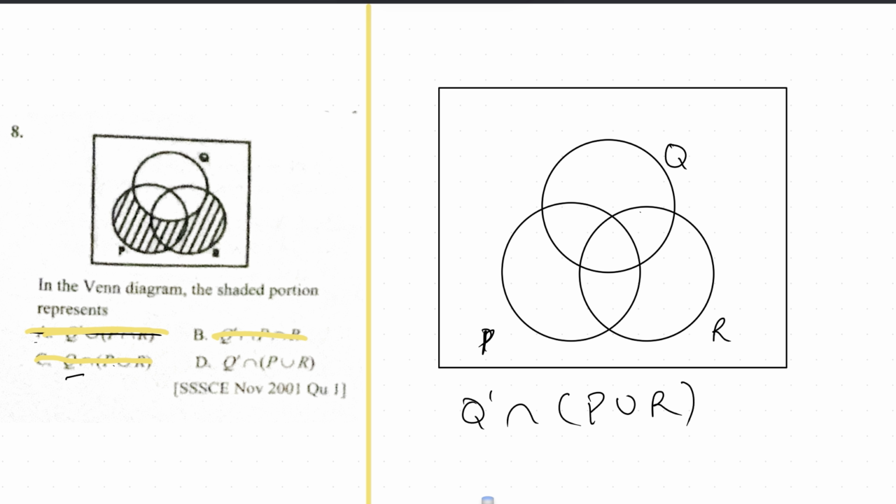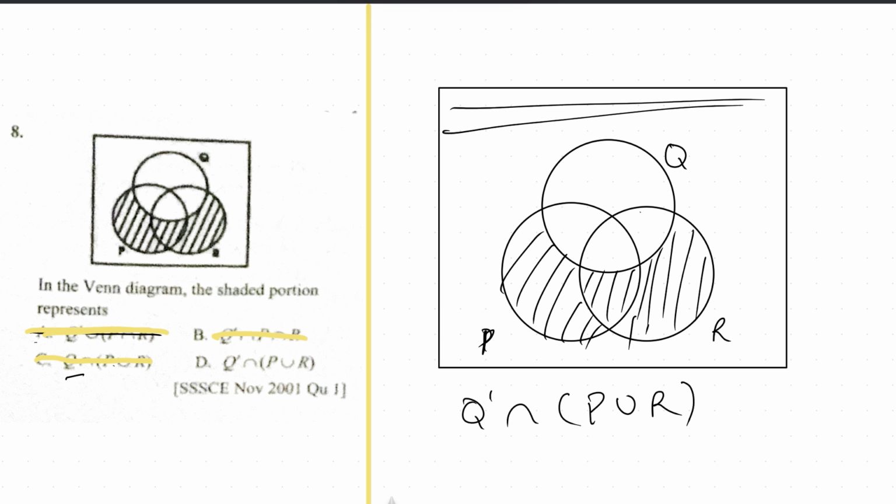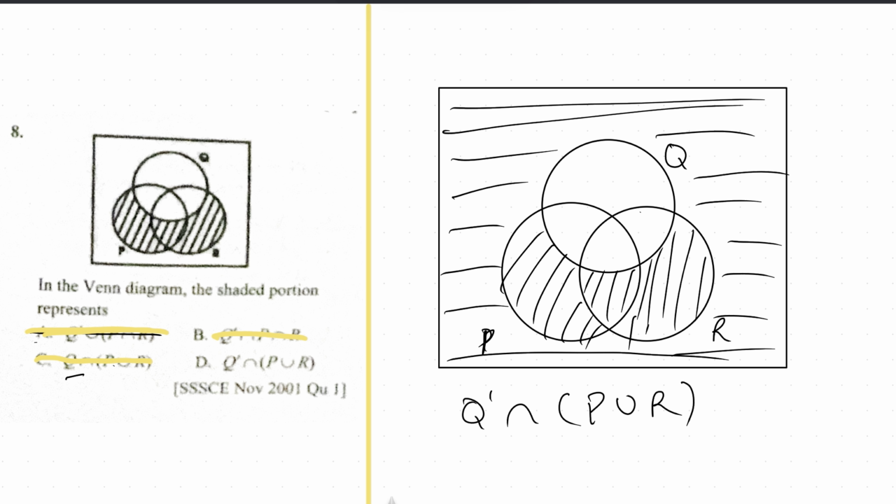As you can see, the answer is coming out clearly now. Everything here is outside of Q, right? And this side is also outside of Q, and this is also outside of Q. Everything outside in this box is also outside of Q. But the question says intersection P union R, and as we said before, P union R is right here.